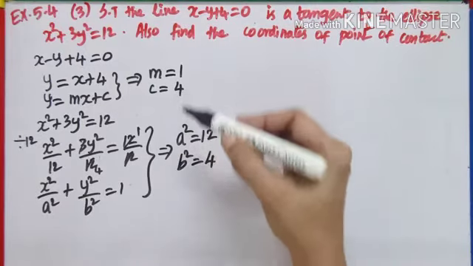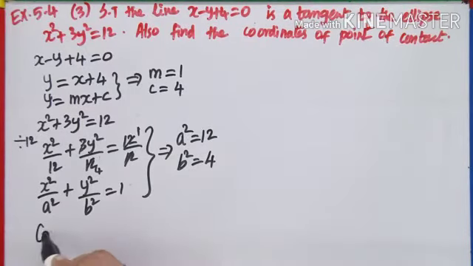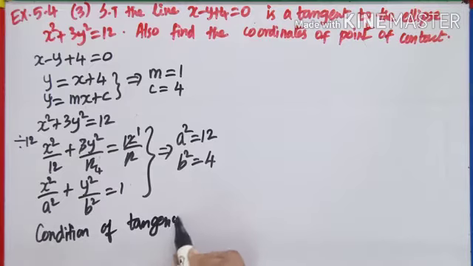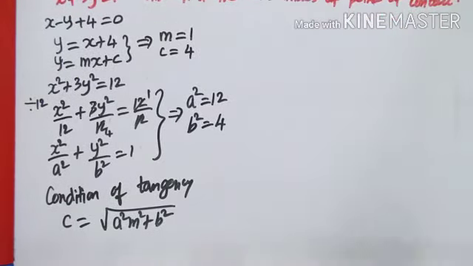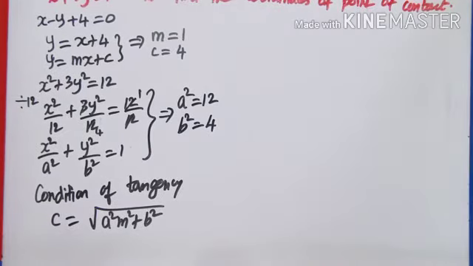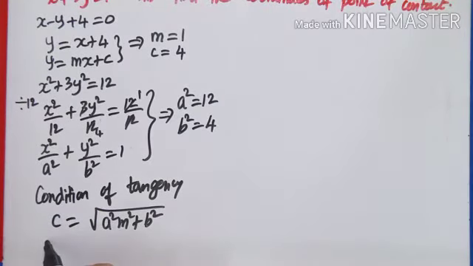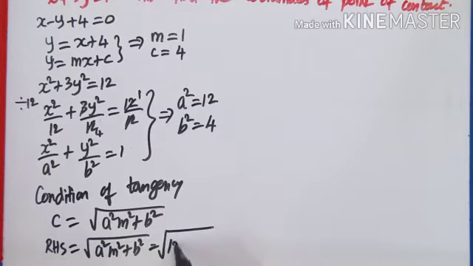Having known c, m, a square and b square, what is the condition for tangency? A line is a tangent to the ellipse if c is equal to root of a square m square plus b square. Let us find out whether this condition is satisfied. So c equals 4. Let me find out the RHS, that is root of a square m square plus b square. I get root of 12 into 1 plus 4, 12 plus 4, 16. Square root of 16 is 4.